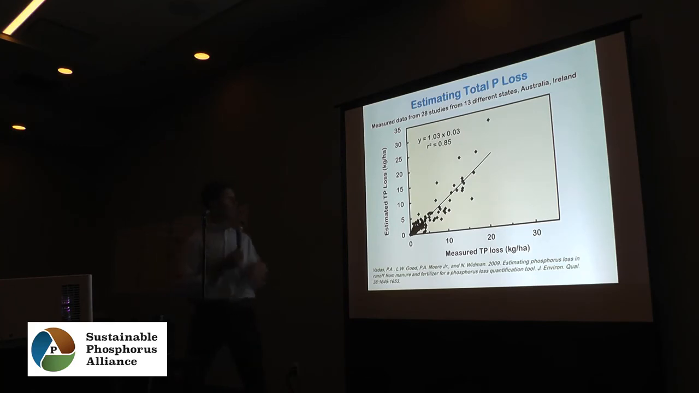And the total P loss, so this is a combination of dissolved P and sediment-bound P. We tested this for lots of different situations too. I think this was about 25 different studies in the literature. So we find that monitoring those, if we know the runoff and erosion, we have good estimates there. We can predict the phosphorus that's going with that based on our soil P dynamics.